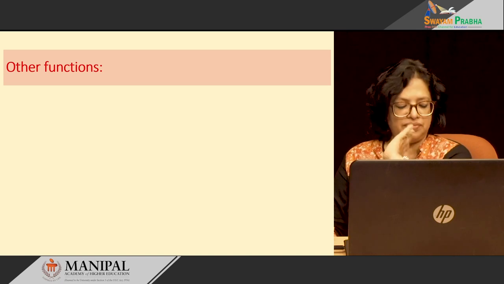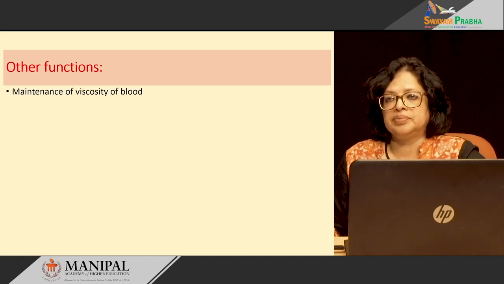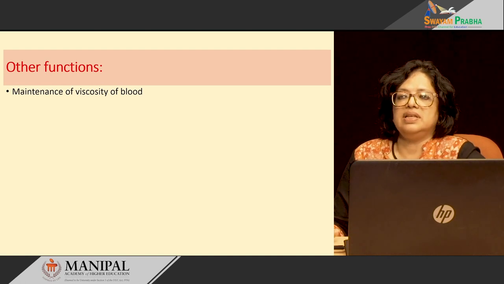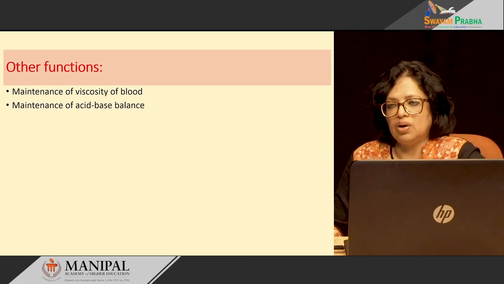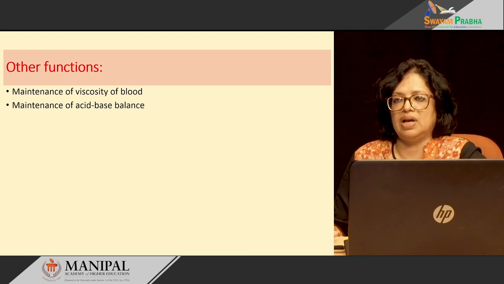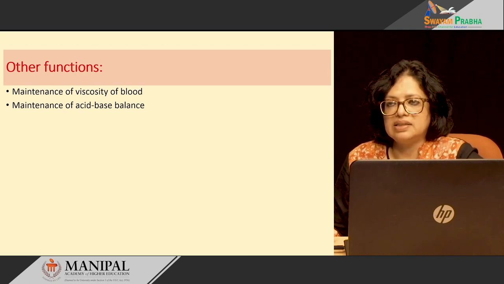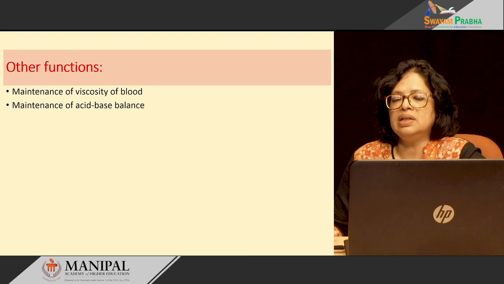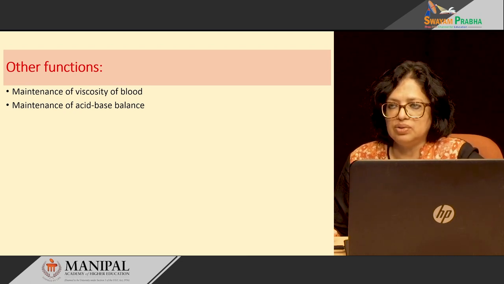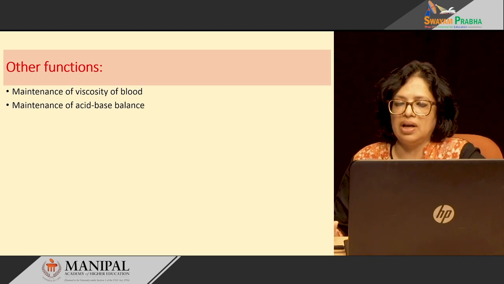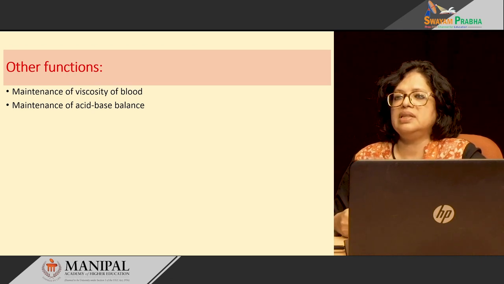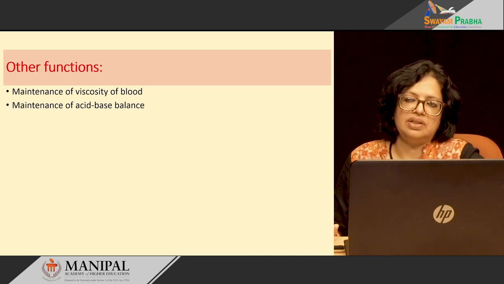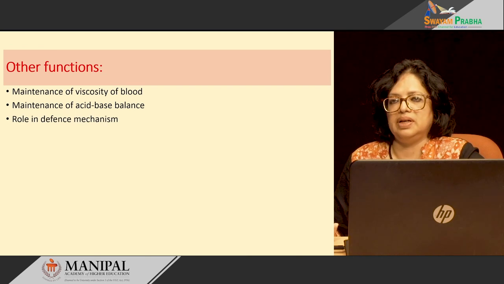Plasma proteins have also got other functions. They are involved in the maintenance of viscosity of blood, the thickness of the blood. They also maintain the acid-base balance because they have charged groups in their amino acid residues, which can either accept or give up protons depending on the pH of the blood. When there is acidosis, when the proton concentration has gone up, they can accept the protons. And when there is alkalosis, when there is increase in the bicarbonate ions, they can give up the hydrogen ions to buffer the pH of blood.